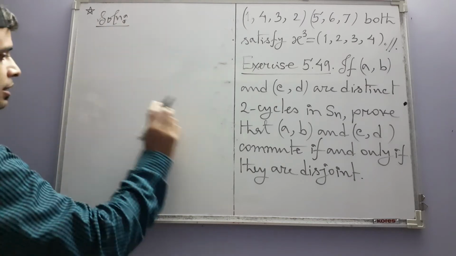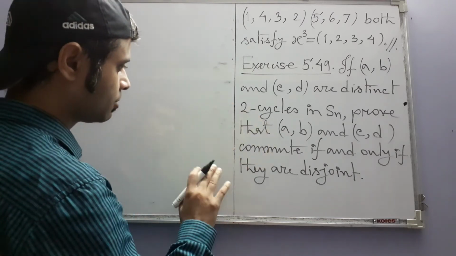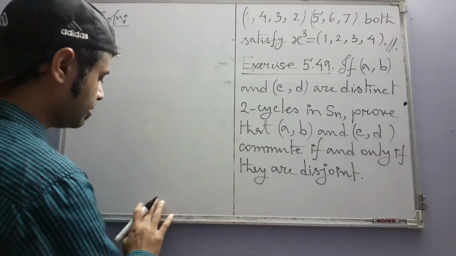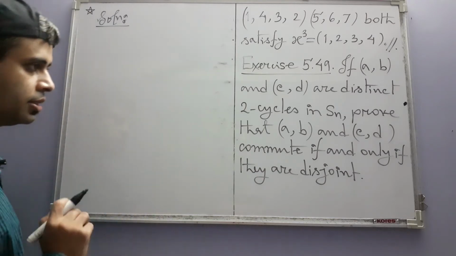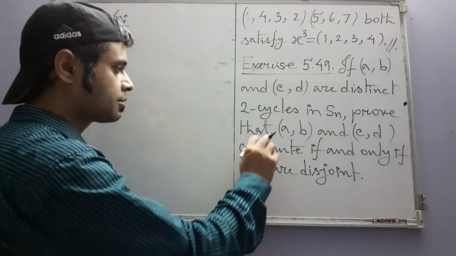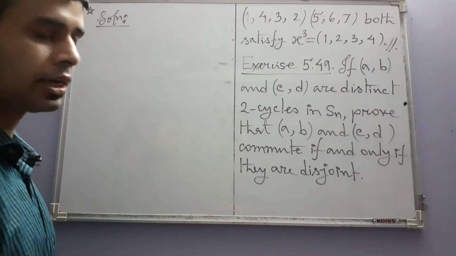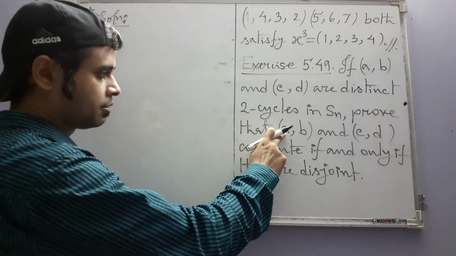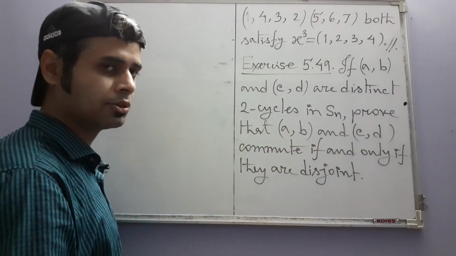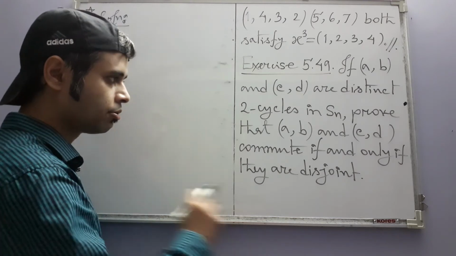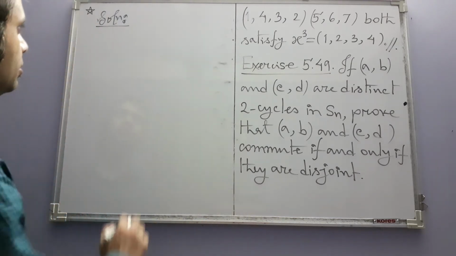So it's given that these two cycles are actually distinct. Keep in mind that distinct is different from disjoint. Distinct means they are two different cycles, but a symbol may be common, but disjoint means no common symbol is there.